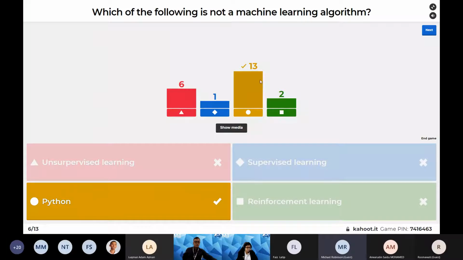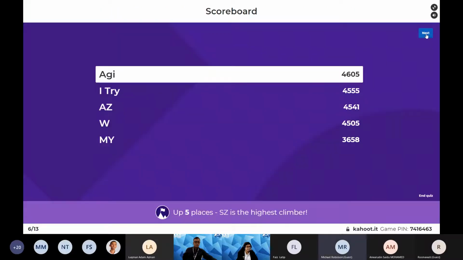Awesome. So most of everyone got that correct. And Agi's still in first place. Let's see who can take him down.